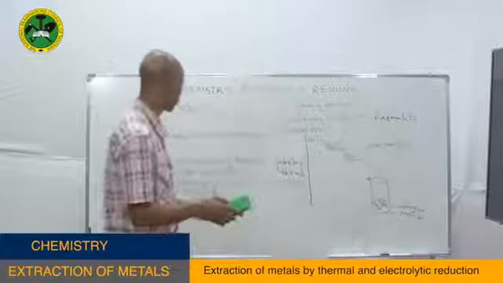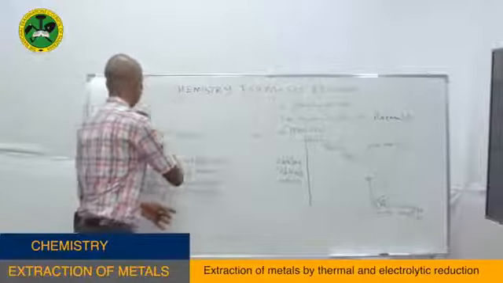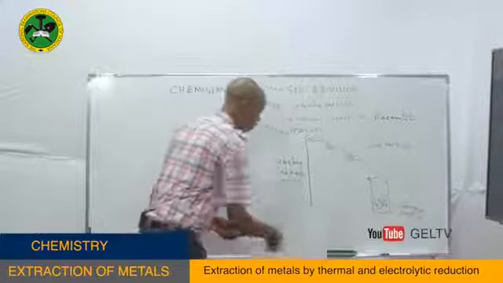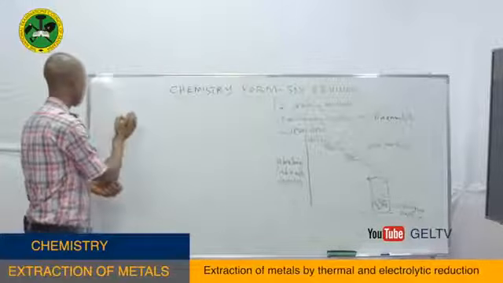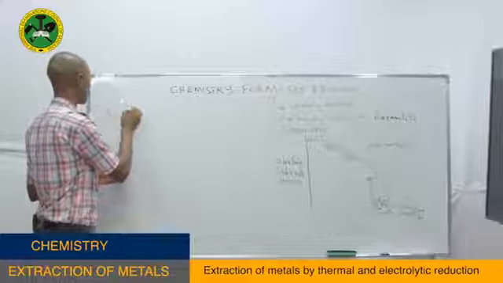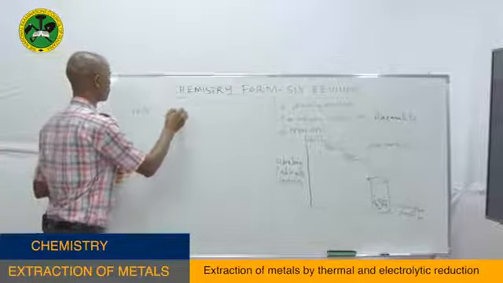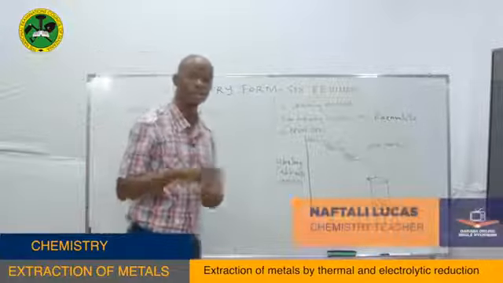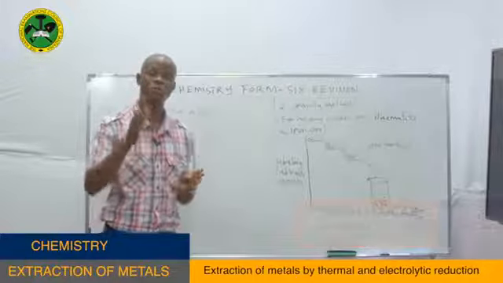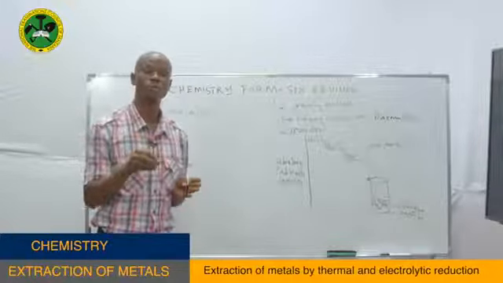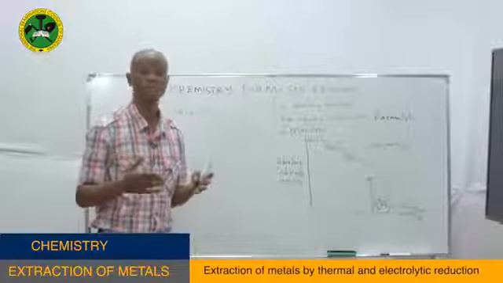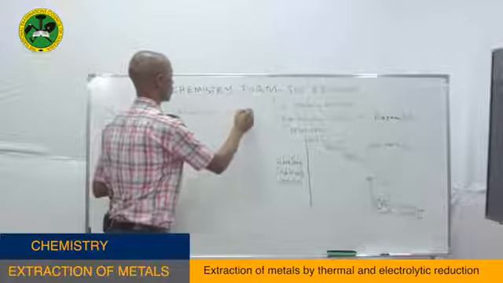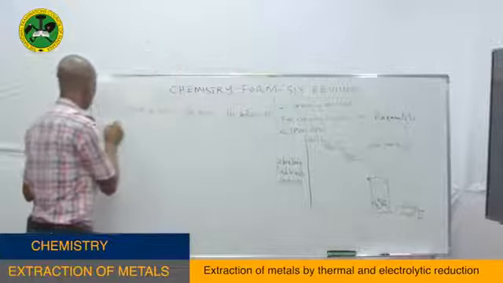Now the last one, my dear student, that we can see from this particular part, on how to remove the earth impurities from the ore, is froth flotation. This is another one. Froth flotation is used to remove the impurities from the sulfide ores, like copper sulfide and lead sulfide.